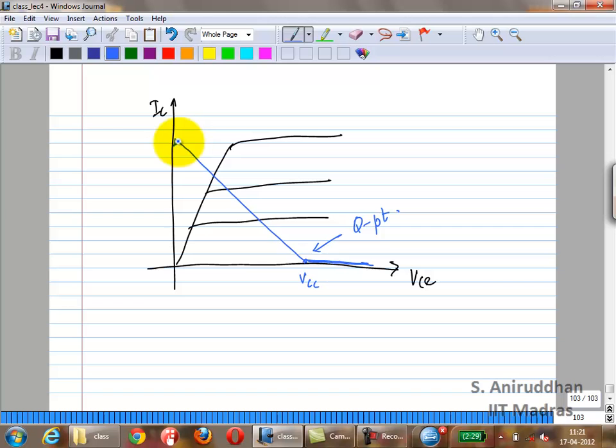What is the other extreme? When you have VCC over RL, right? When VCE is almost VCE sat. Correct? Everybody sees this? The current will be VCC over RL. Is that clear? What is the slope of this line? Minus 1 by RL.